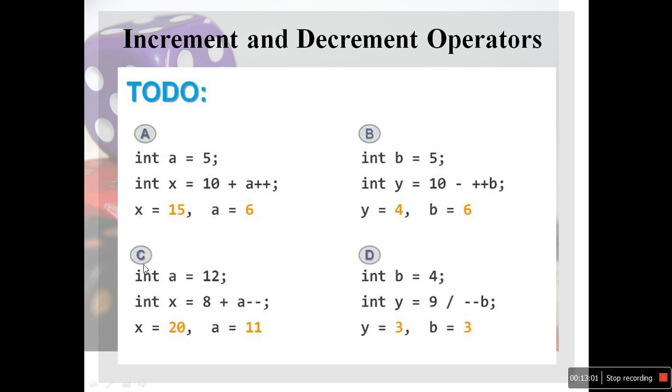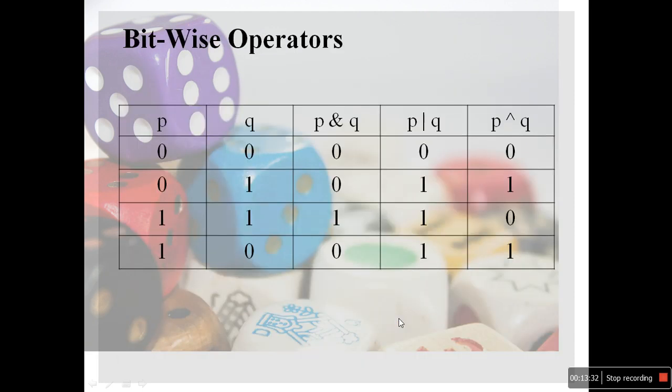Okay. If I go to another example, int a = 12, int x = 8 plus a minus minus. So first of all, what is the value of x? It is 8 right now. What is the value of a? That is 12. This time the value of a is 12. So I have to decrease the value of a by 1. So the value of a is 11. And what is the result of x? 8 plus 12, that is 20. You can solve this part by your own for practice.